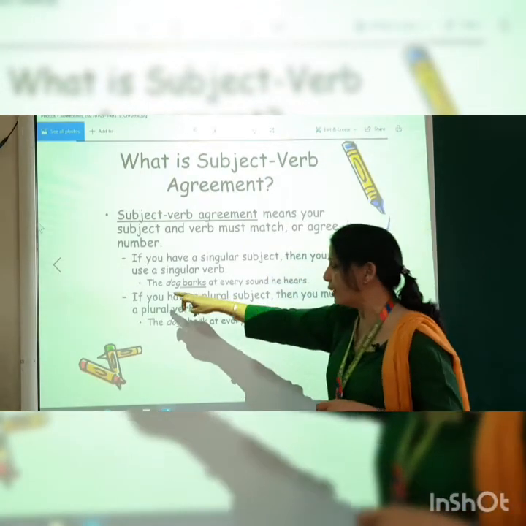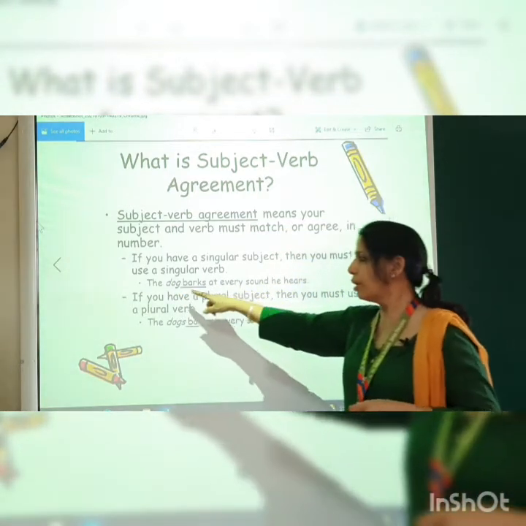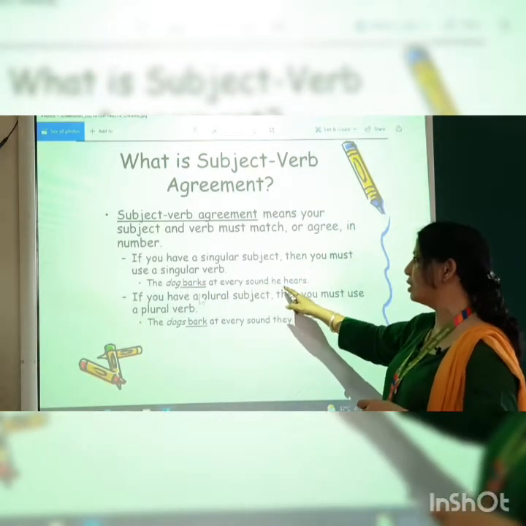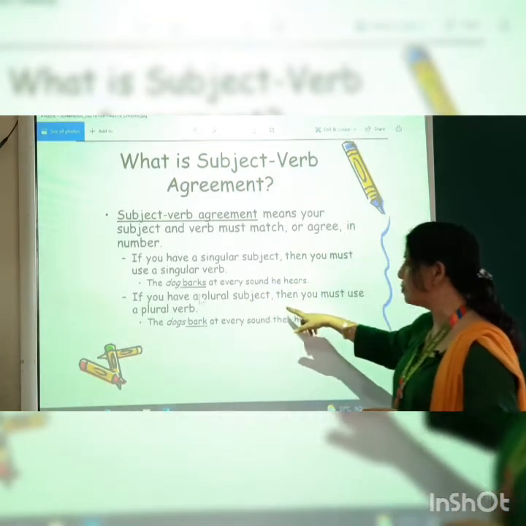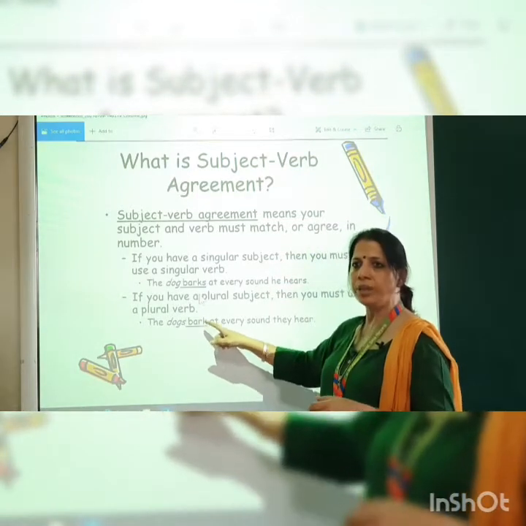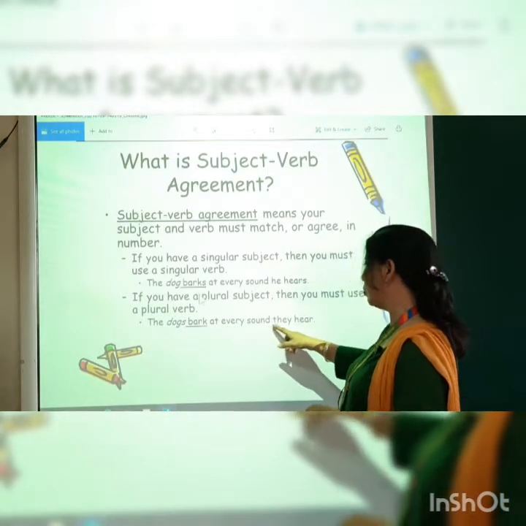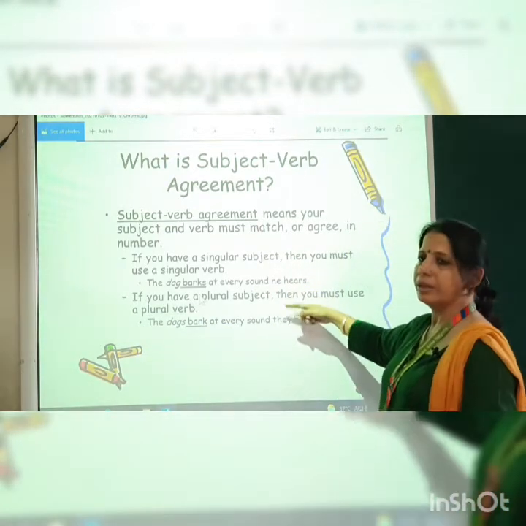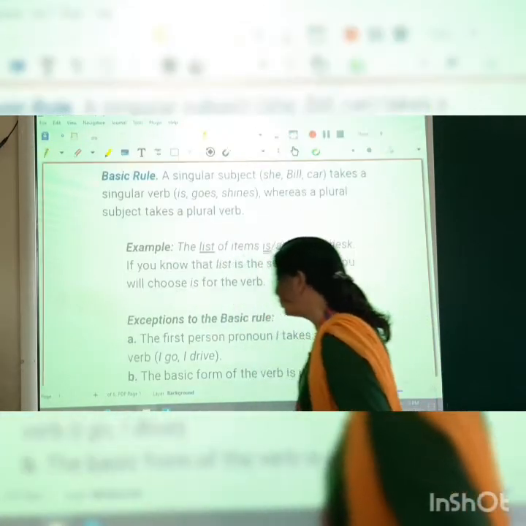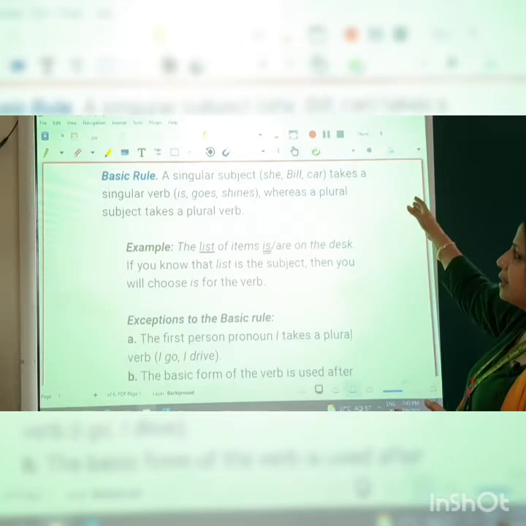So the sentence is, the dog barks at every sound he hears. The dog is singular, so you have barks here, at every sound he hears. If you have a plural subject, then you must use a plural verb. The dogs bark. So in the verb, you have no S in the plural form. At every sound they hear. Now instead of he, it's they, and it will become hear again. So the basic rule, all of you are familiar now: a singular subject takes a singular verb.